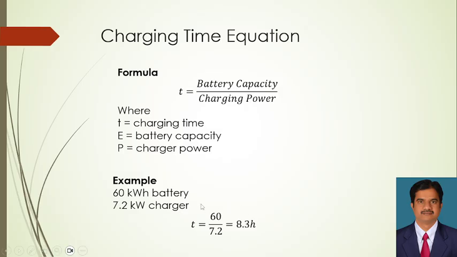So 60 divided by 7.2 gives 8.3 hours. So what type of charger is it? Level 1 or level 2 or fast charger? Time taken to charge the battery completely from 0 to 100% is 8.3 hours.